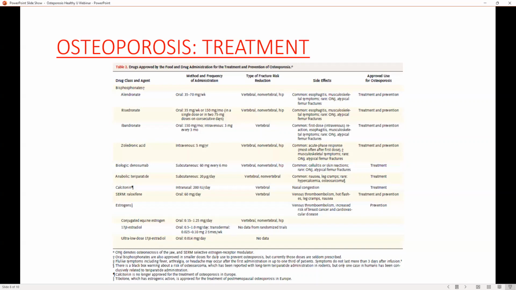Interestingly, it has also been shown to reduce the risk of certain types of breast cancer and therefore could be an option for some breast cancer survivors.